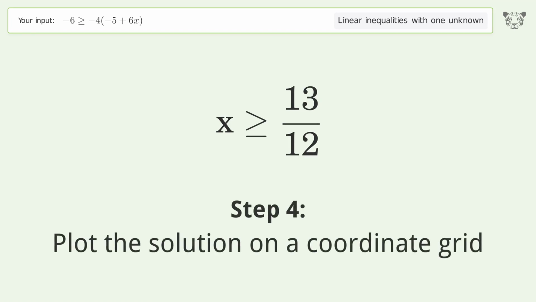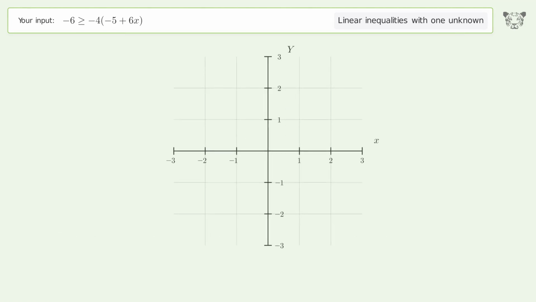Plot the solution on a coordinate grid. And so the final result is x equal or greater than 13 over 12, equal or greater than 11 over 12.